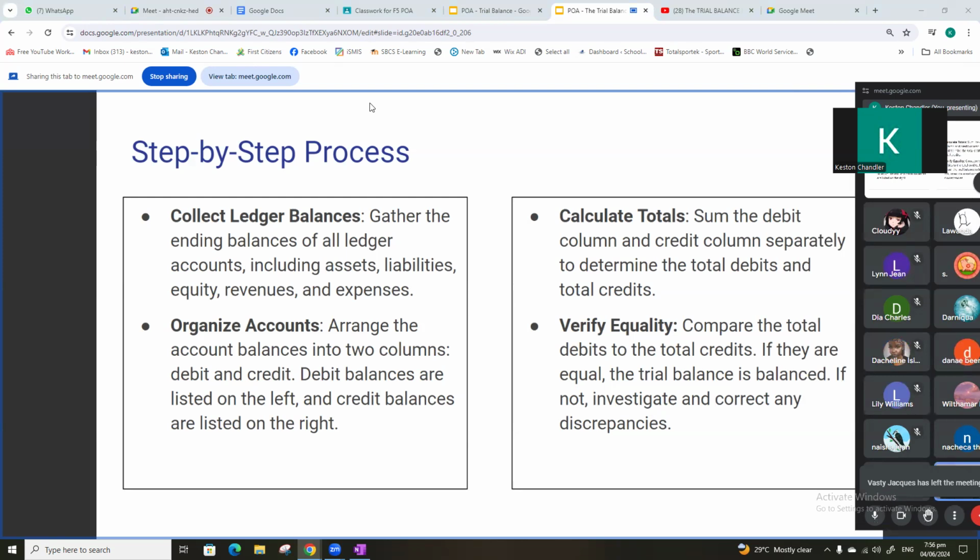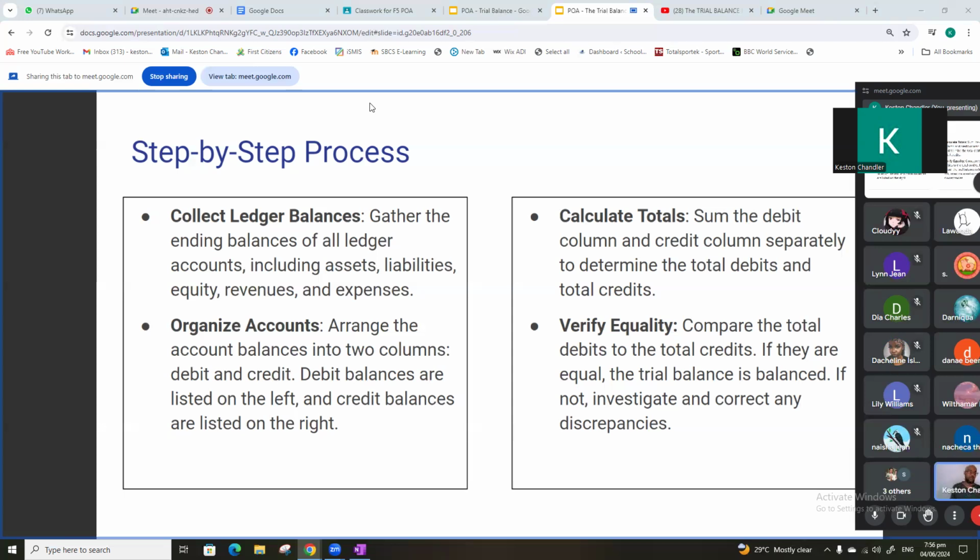After you do that, you're going to arrange the account balances into two columns. You're going to list debit balances on the left-hand side in the left column and credit balances on the right-hand side. Now, this is the part where some people stumble a bit because they're uncertain as to which accounts have which type of balances, right?